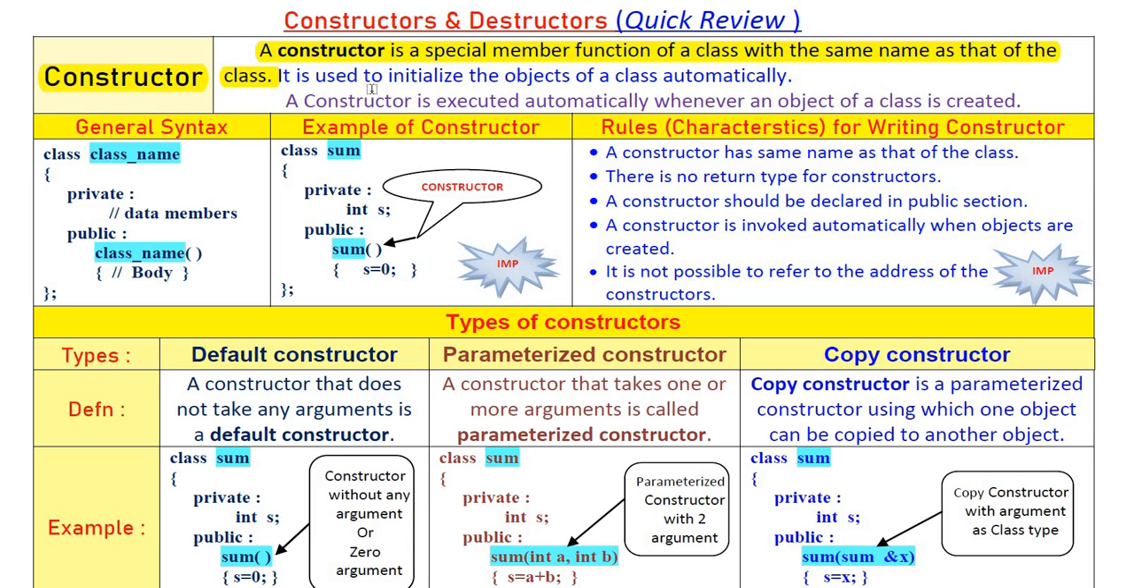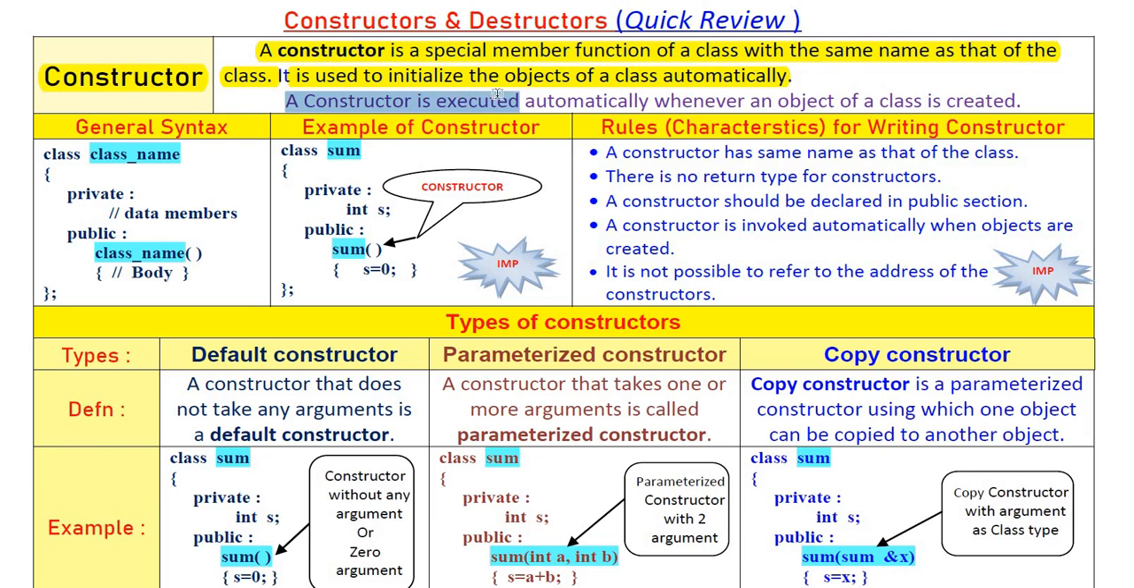Then what is the use of constructor? Why we have to use constructor? So constructor is used to initialize the objects of class automatically. Means constructor is used to initialize the object. Initializing means assigning initial value, first value. So using constructor we are assigning or initializing the values to the objects. So it will be done automatically if we are using constructor.